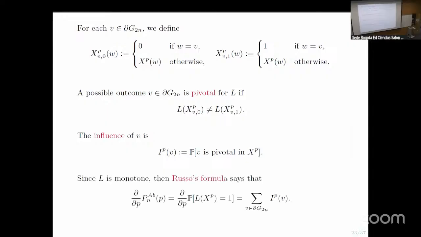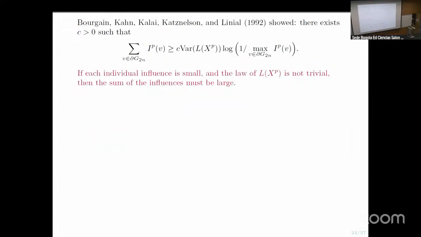Okay, so we can show that this function is monotone, and we use Russo's formula. Russo's formula says that the derivative of the probability that Bob has a winning strategy with respect to p is the sum of all the influences. This is a very nice formula, because you have a probabilistic point of view on one side and a combinatorial one on the other, since you need to sum over all the influences of the players.